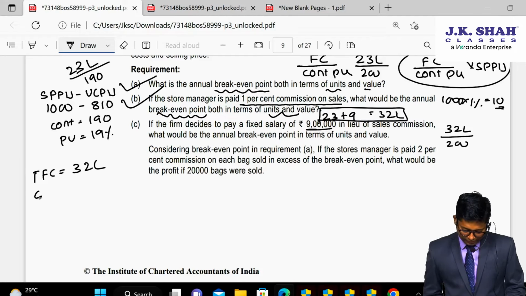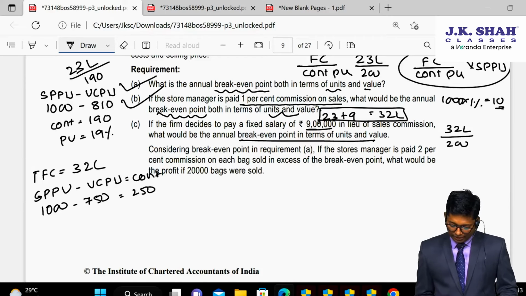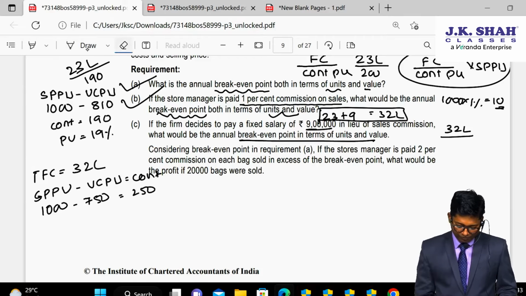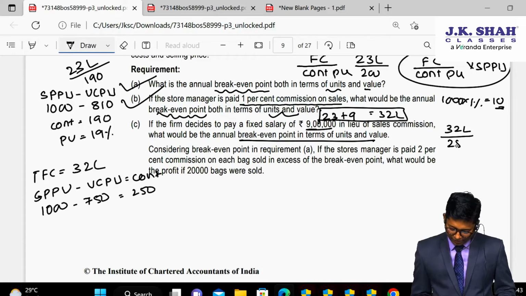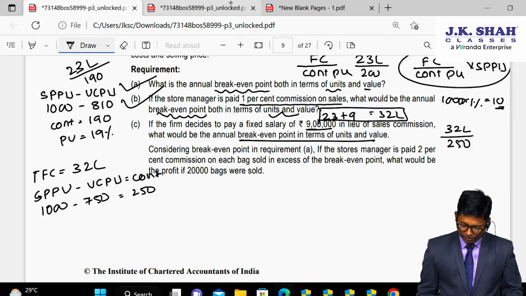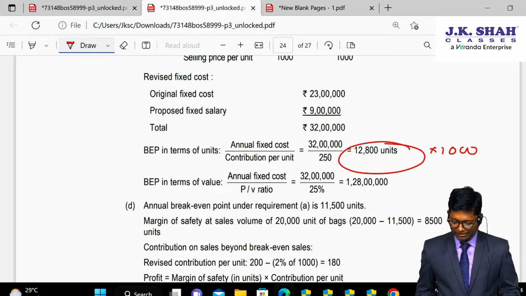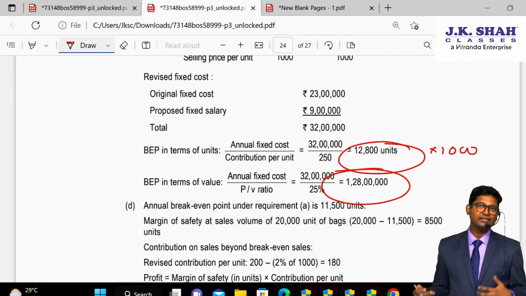Because of the third scenario, your total fixed cost would become 32 lakhs. Your sales price per unit is not changed. Variable cost per unit will change, and because of that contribution will change. Selling price is 1,000. Variable cost per unit is now 750. That means your contribution is 250 per unit. The question says again break-even point. Now for break-even point calculation, we will divide 32 lakhs by 250. Now this is 12,800 as the answer. You can cross verify, and when you multiply these units by the selling price, you will get 1 crore 28 lakhs as your sales revenue.